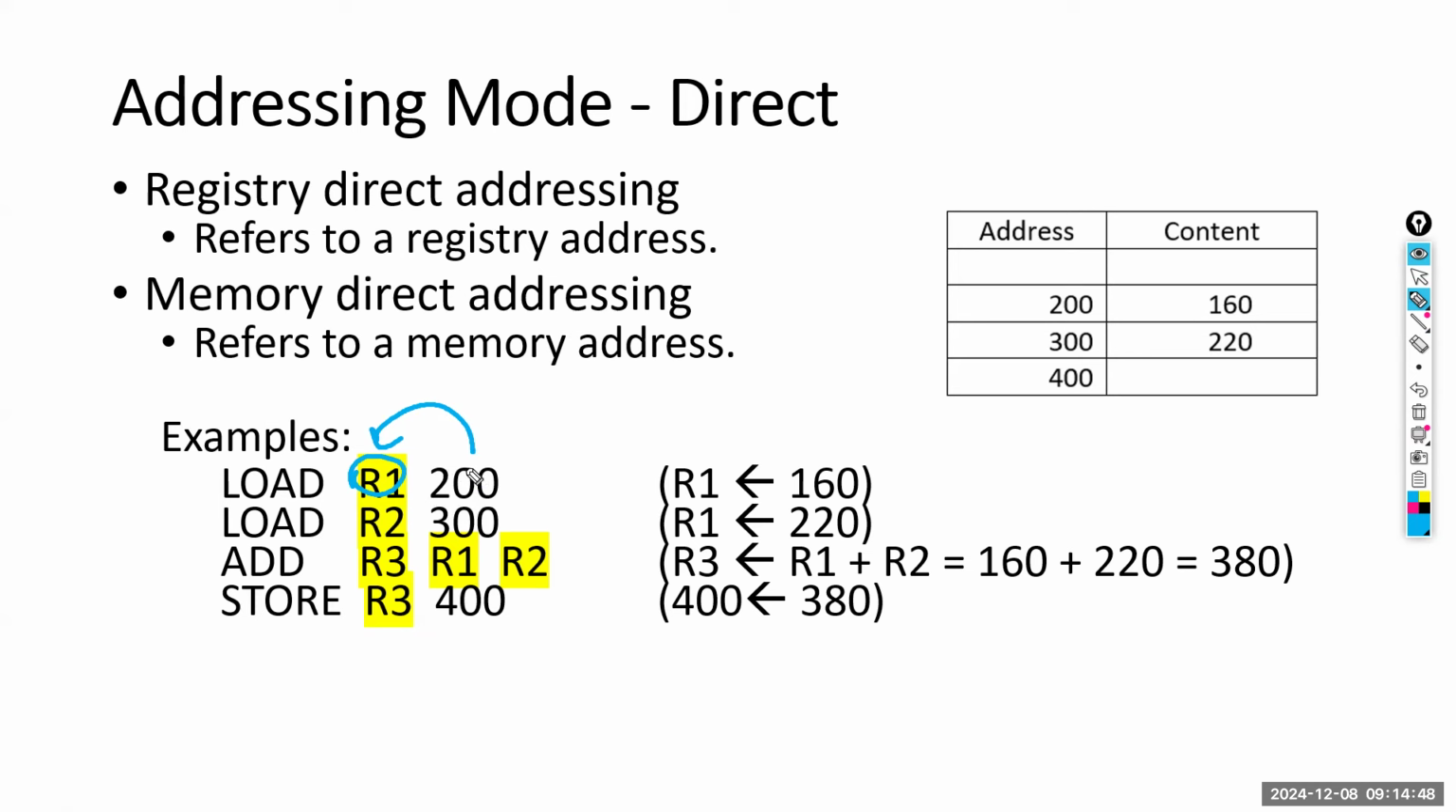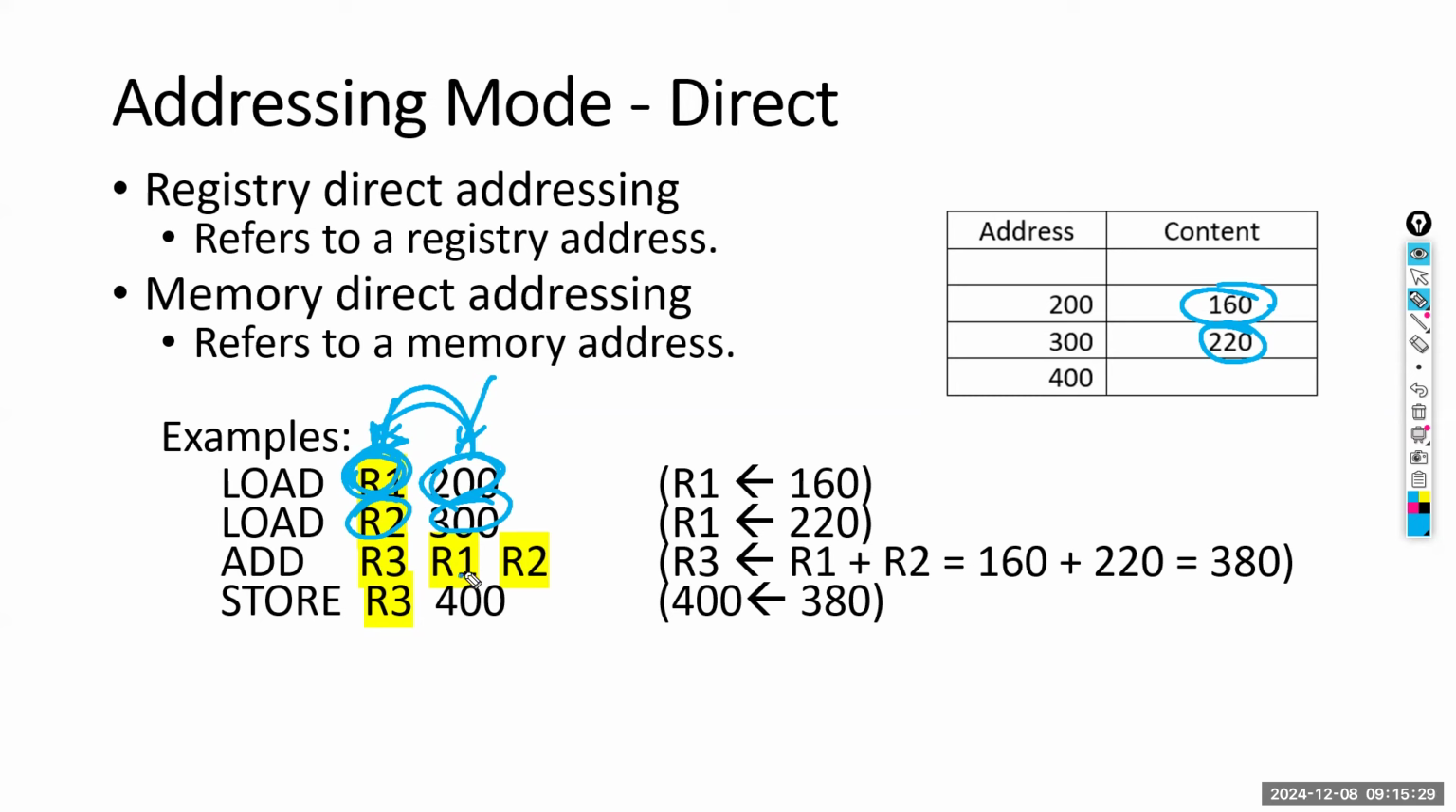That means this is memory address 200, oh sorry, not the value 200, no hash. Say the value in memory address 200, load it to register R1. Maybe memory address 200 has 160 now. After this is executed, your register 1 has 160. So this is a direct memory address, and this is a direct register address. Say the value in memory address 300 is 220. Load it to register 2. So this is a direct register address, and this is a direct memory address.